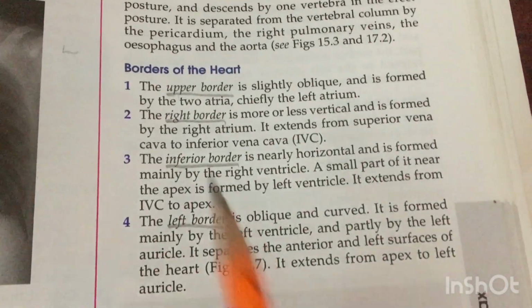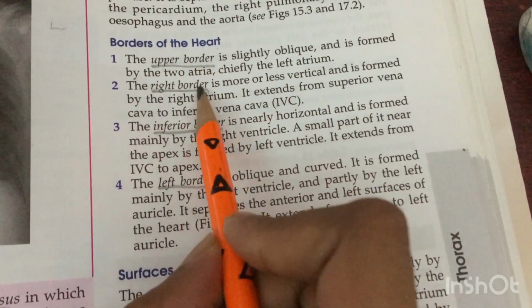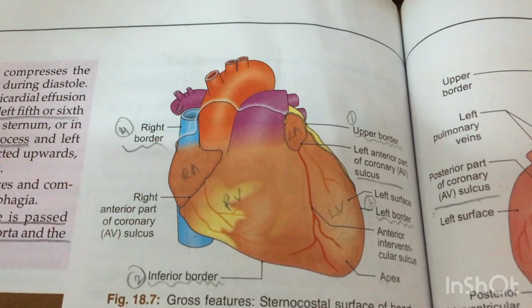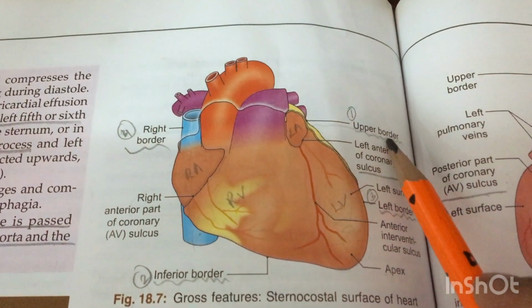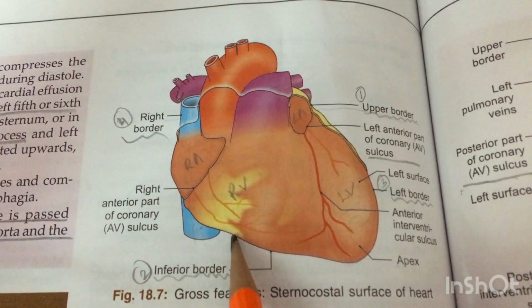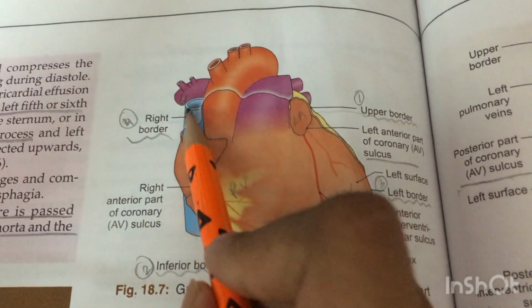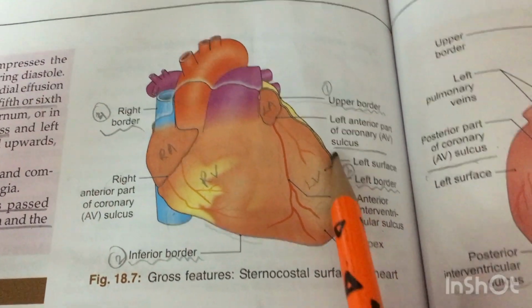So next we can learn about the borders of the heart. There are four borders: upper border, right border, inferior border and left border. In this picture we can see this is the upper border, this is the inferior border, this is the right border, and near the left ventricle is the left border.